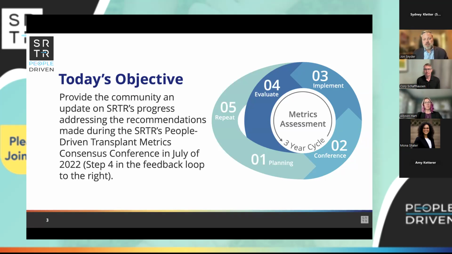And so we had established, this is a 5-year project, and we had established this wheel that we show here on the right, where it would be a multi-year cycle where we would plan for gathering feedback from our community. We would host a conference in phase 2. We would then implement those recommendations and then evaluate them over a 3-year cycle.